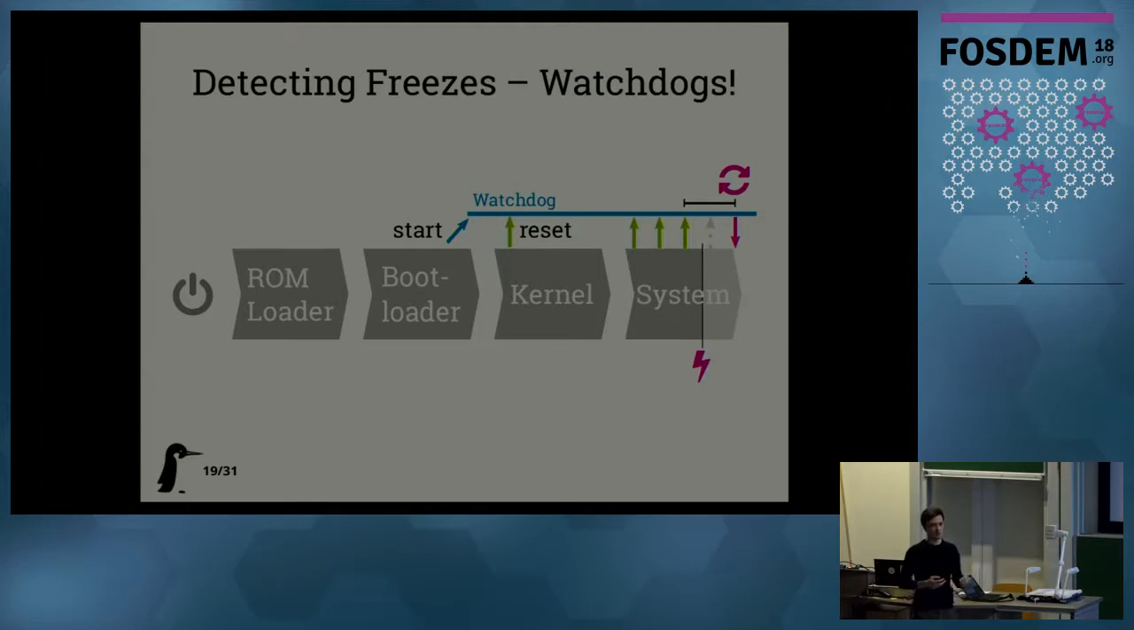And then the kernel and the init system have to trigger the watchdog at regular intervals, so that it is counted and does not remain zero. It does not count down to zero. If that happens, in this case shown there when the system hangs, then the watchdog counter expires, and the watchdog resets the board and reboots it, so that we don't end up in a misbehaving system.